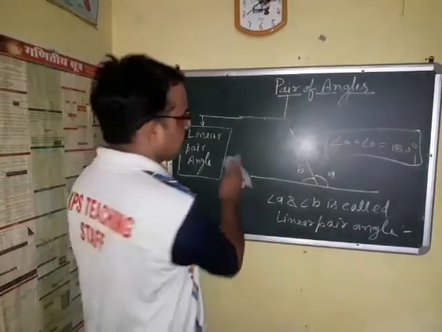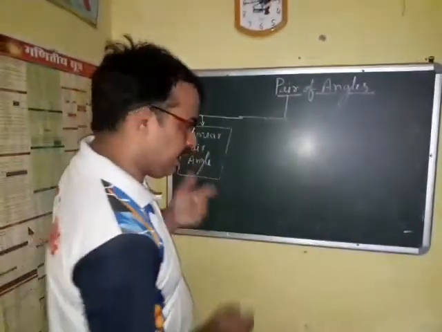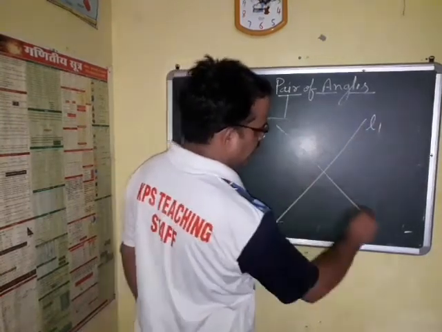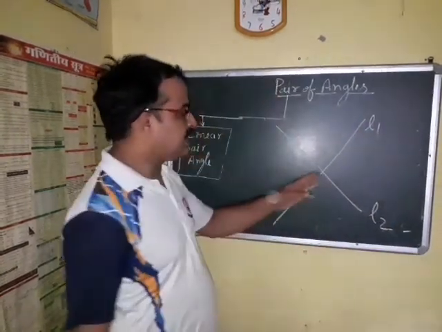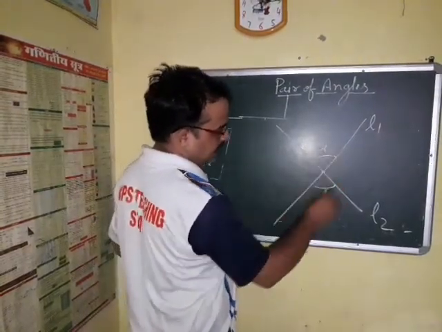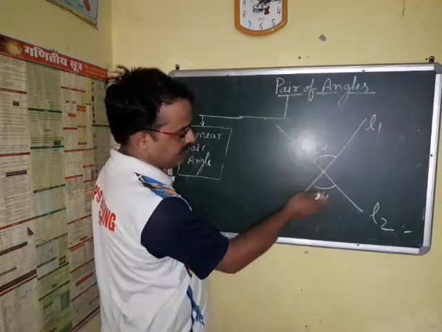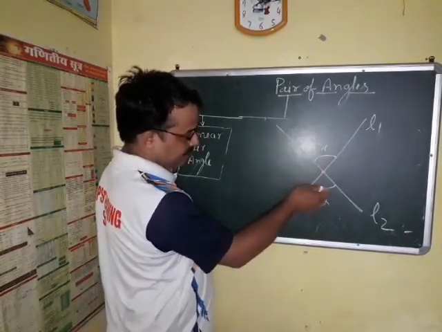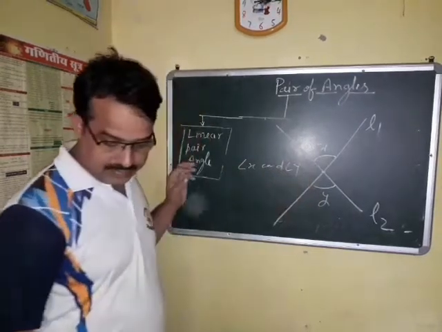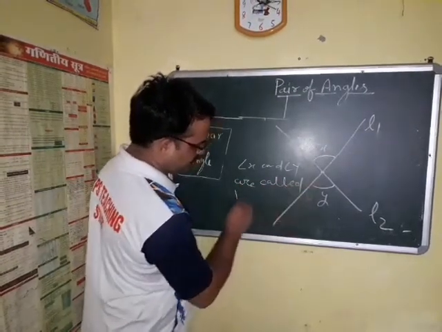Next one is vertically opposite angles. Now look, here two lines intersect each other. Here are two lines, line L1 and line L2, intersecting each other, and these angles, this angle and this angle, angle X and angle Y, are the vertically opposite angles. Angle X and angle Y are called vertically opposite angles.